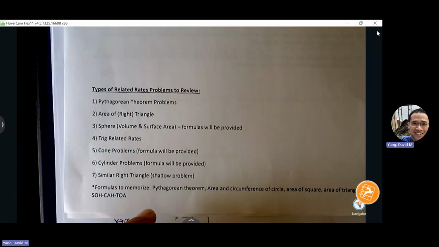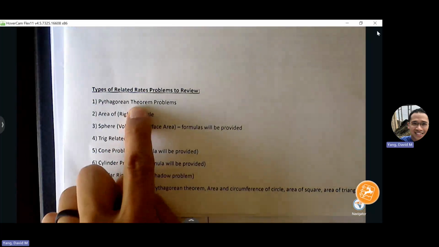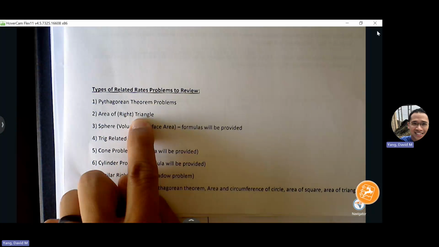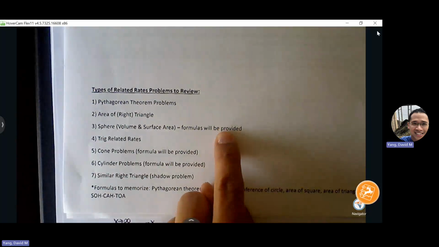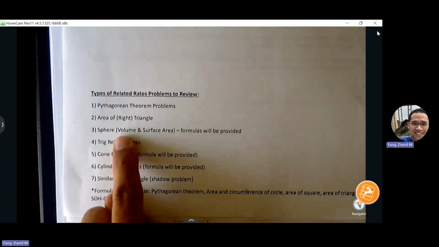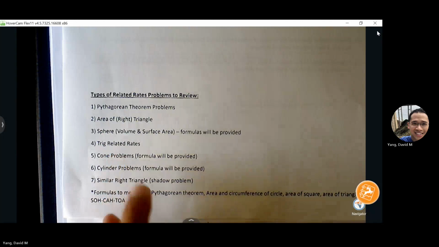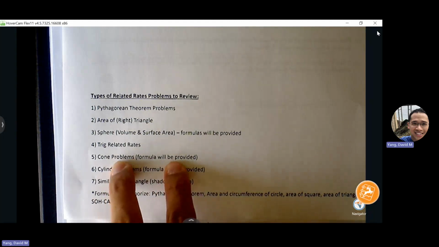I think over the course of the notes, the homework, and the AP review, we can get enough practice with all of these. So we want to make sure that we're familiar with Pythagorean theorem problems, and the area of a right triangle with 1/2 xy, where we have to go to the product rule. Sphere, volume and surface area of a sphere, I will provide the formula for that, if it shows up on the test. Trig related rates, we've been working on that recently. Cone problems, this is a similar triangle problem, and I will give you a formula for that.